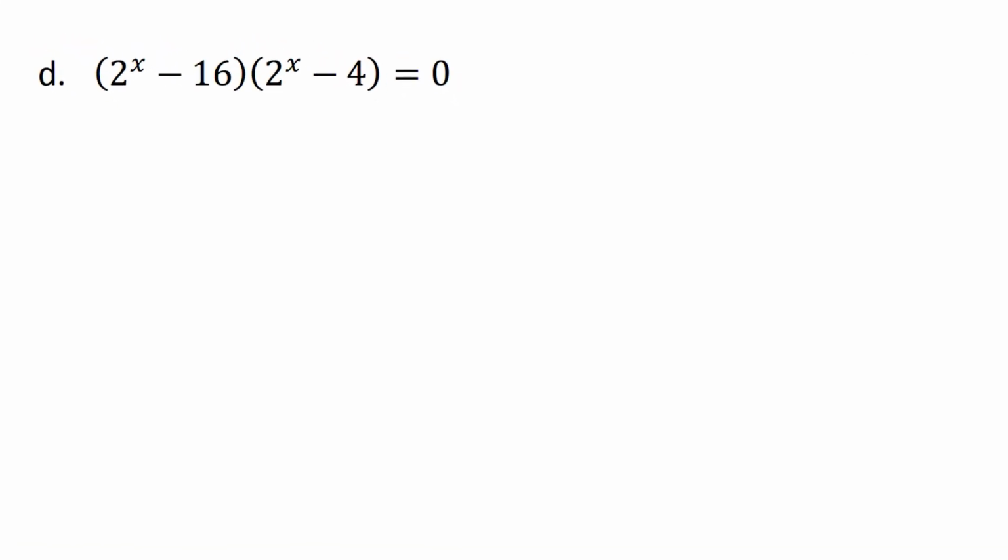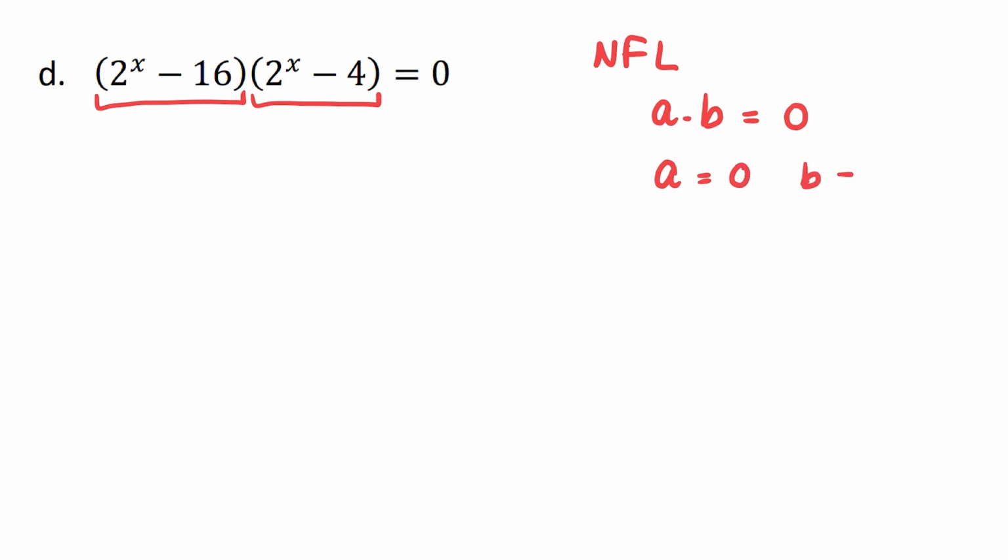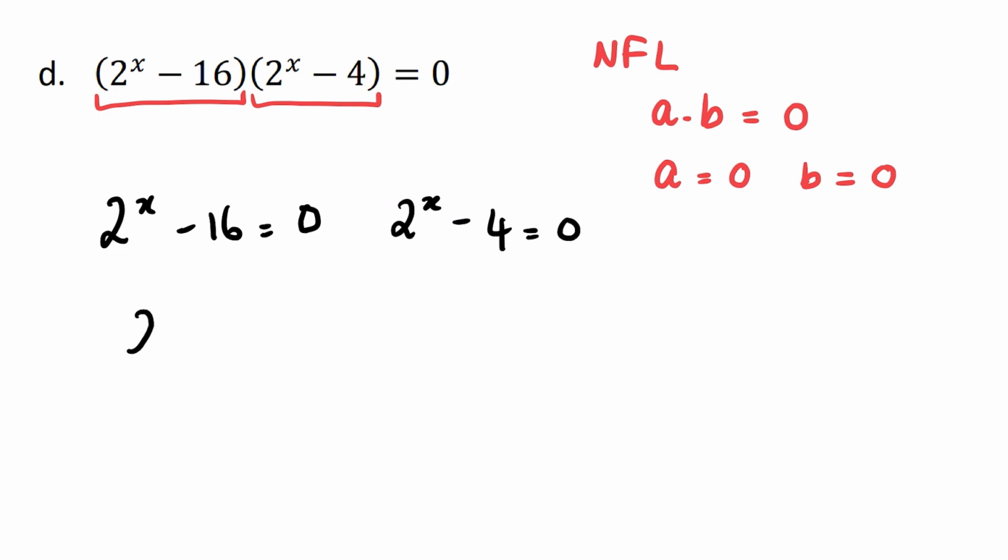Next one. Now, this one looks like a quadratic. Well, it's not necessarily a quadratic itself, but the idea is that you've got 2 brackets that are being multiplied, and that's equal to 0. So in this case, we're going to use the null factor law. If I have something multiplied by something else and it equals 0, that tells me that either A has to equal 0 or B has to equal 0 or both. Otherwise, we will not be able to get the value of 0. So I can apply the null factor law in this case and start solving.